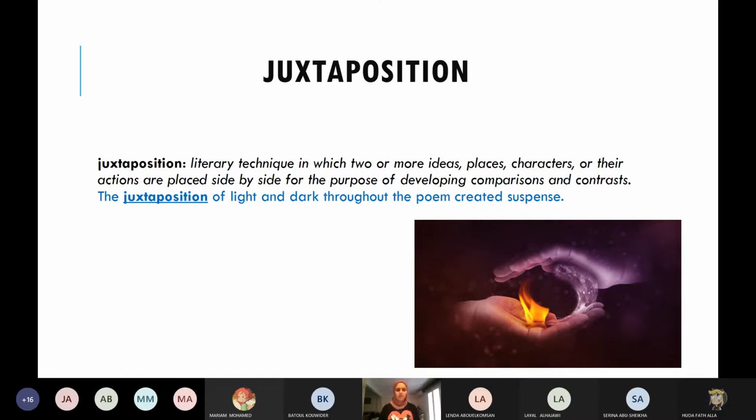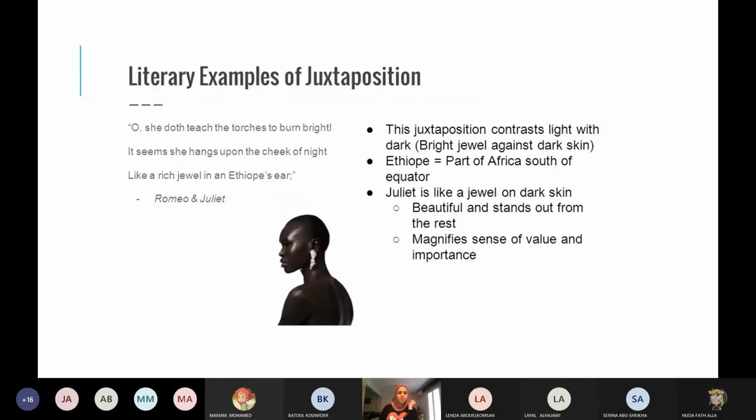Okay, here are some examples. "Oh, she doth teach the torches to burn bright. It seems she hangs upon the cheek of night, like a rich jewel in an Ethiopian's ear." In Romeo and Juliet. This juxtaposition contrasts light with dark. Bright jewel against dark skin.